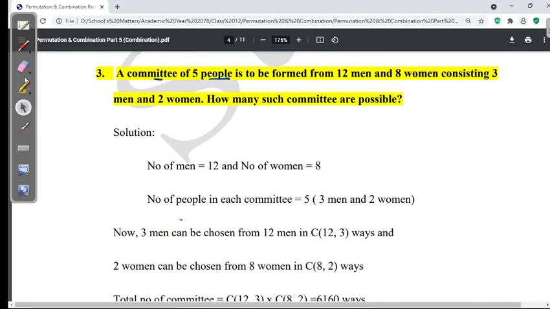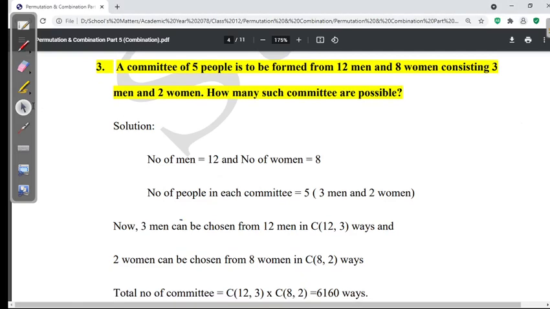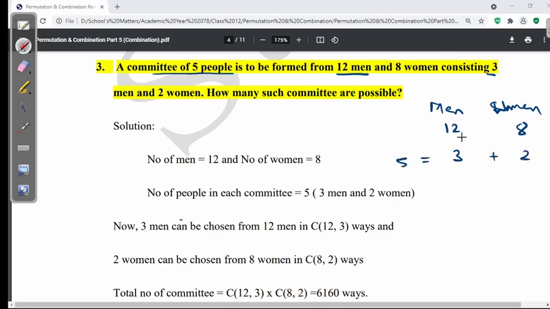And next question, dear students, the question is, a committee of 5 people is to be formed from 12 men and 8 women, consisting of 3 men and 2 women. How many such committees are possible? It is a very interesting question, but not so difficult. Committee of 5 people, 12 men. Men, how many? 12. How many women? Women are 8. We have to form the committee of 5 people, consisting of 3 men and 2 women. 3 + 2 = 5. So from here and from here we have to find.